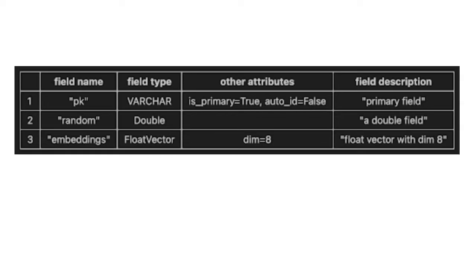We also create an additional scalar metadata field which we name random. This will store a random floating point number we generate along with each vector. Finally, we created a field named embeddings to store our vector embedding. For this collection, all vectors will be arrays with 8 floating point values.